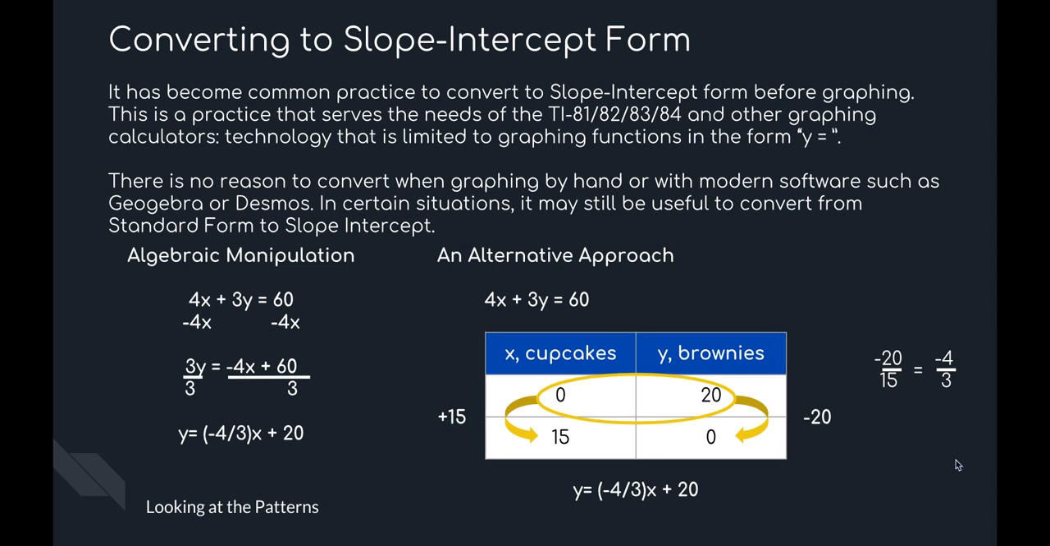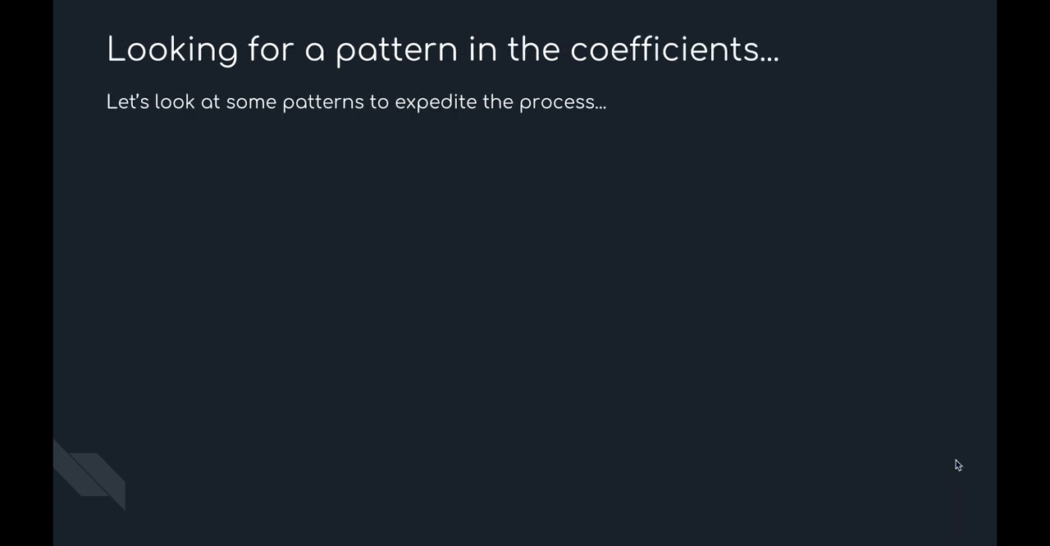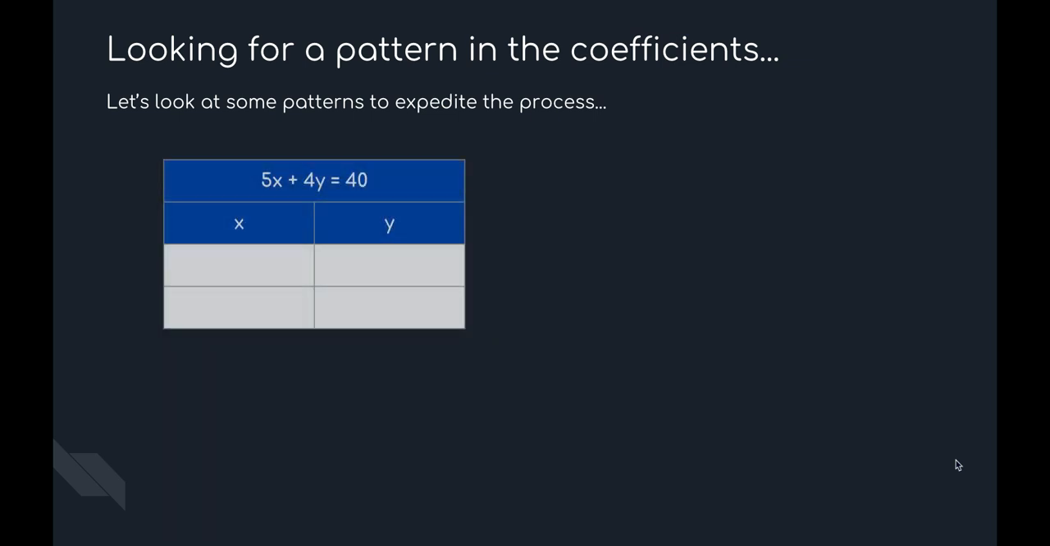There's an interesting pattern here that I would ask students to observe. Our slope is very closely associated with the coefficients of x and y in our original standard form equation. So now the question is, how do we use this information to avoid all of the algebraic manipulation? Let's look at another example. We're going to look at some of those patterns to expedite the process.